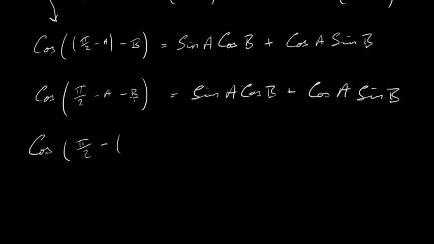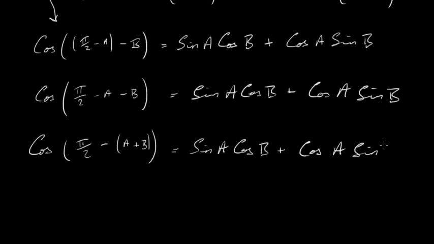minus, and we can put the A minus B in bracket, but I need to change it to A plus B because this minus will change this to a minus, which is exactly what we want, and minus times plus will give us this minus here. So this is exactly the same as this, which is exactly the same as this. So all I've done really is move the brackets from here over to here. Okay, and the right-hand side remains the same. Sine A cos B plus cos A sin B.